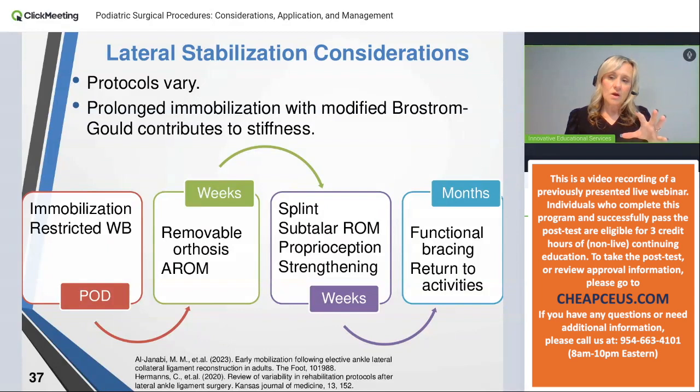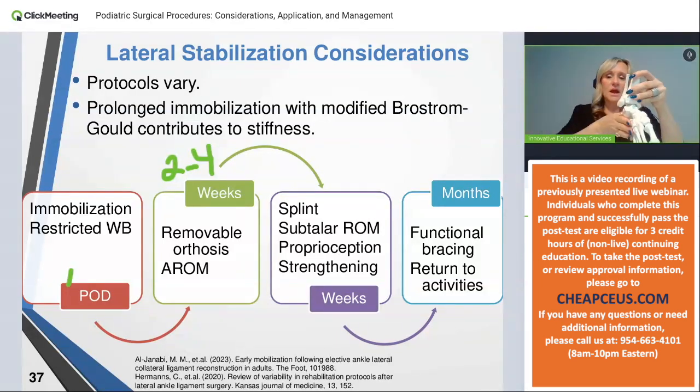Looking specifically at the ankle region where these particular stabilization procedures have occurred, the Brostrom, the Gould procedures, or if they've had a free transfer, the patient is likely going to be immobilized initially. Post op day one, we're going to see them being immobilized. And then about 2 to 4 weeks out they get into some type of removable orthosis that is going to limit the eversion and inversion in that foot. When we do start with active range of motion for the patient, we are going to be limiting our inversion because that's what's going to stress that particular repair location for the patient.